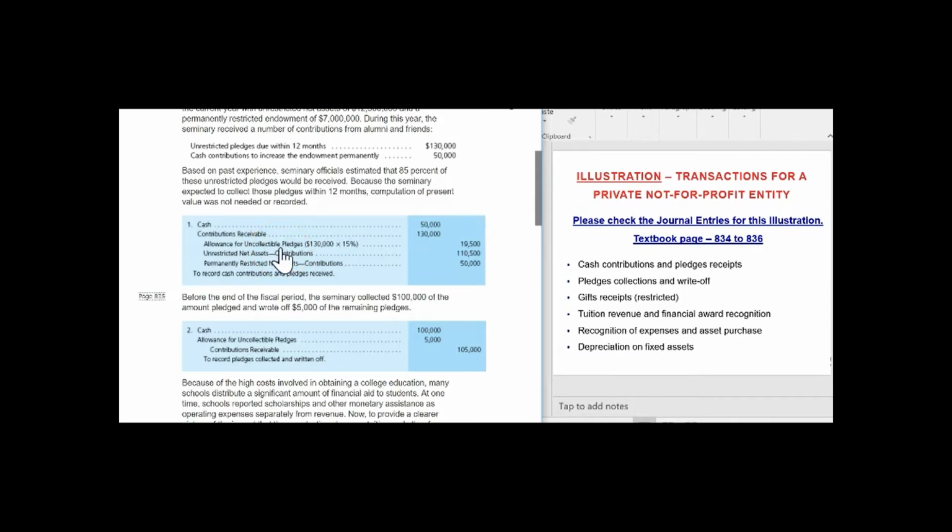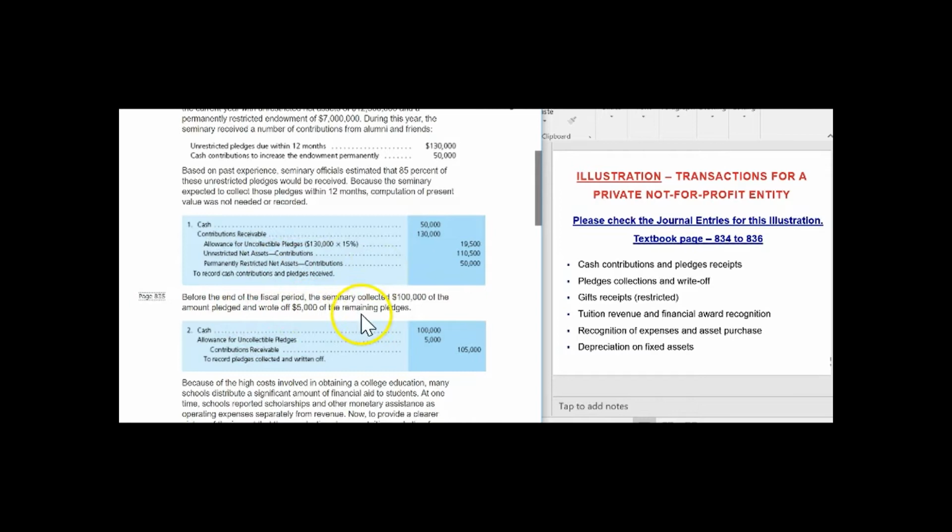If you have receivables in for-profit corporations, and you estimate a portion will not be collected, we always transfer that portion to ADA, or allowance for doubtful accounts. The same thing, we transfer it to our allowance for uncollectible pledges. Then the net receivable amount, the remaining 85% of these contribution receivables, we will show in our unrestricted net assets fund. Now this cash contribution was conditional to increase the endowment permanently, so we have to show it in our permanently restricted net assets part.